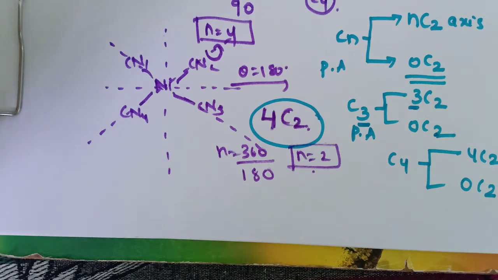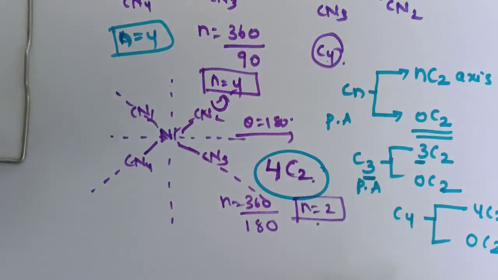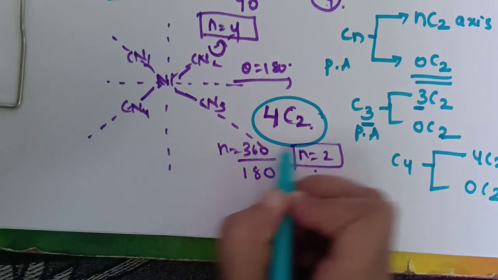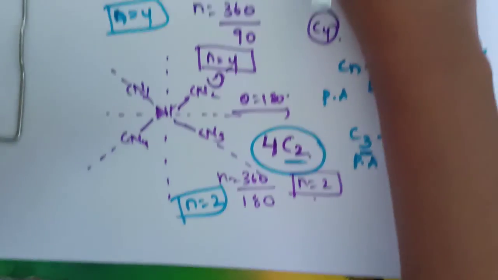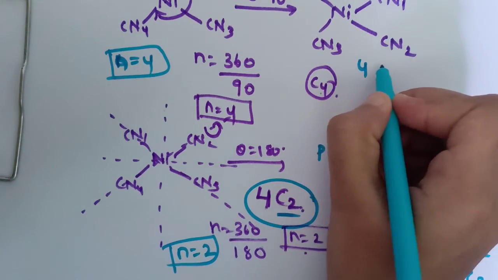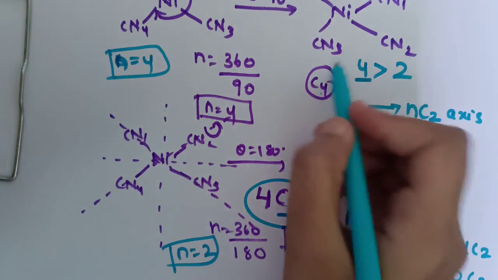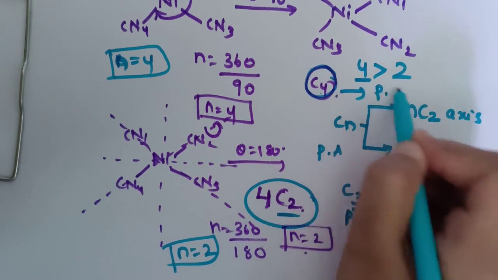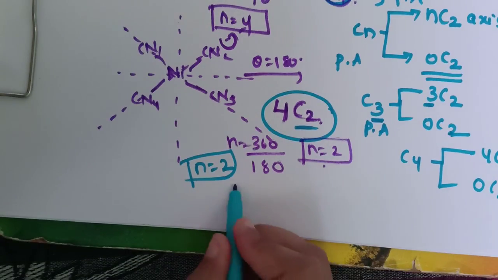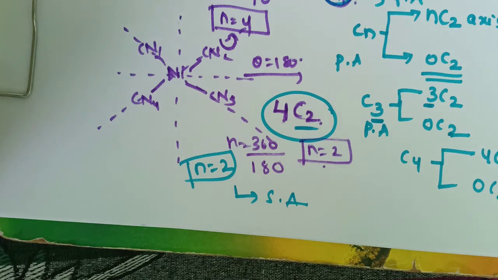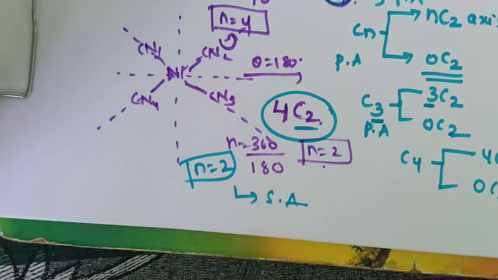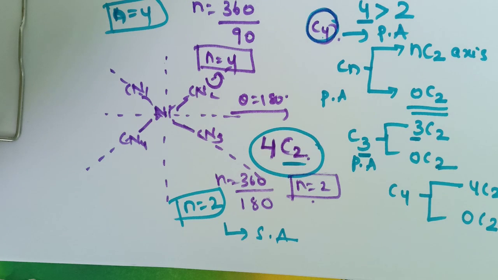This is about NiCN4. Here n is equals to 4, whereas in this C2 n is equals to 2. Between 4 and 2, which is greater? That is 4 is greater. So C4 is the principal axis, whereas this C2 is the secondary axis of symmetry. This is the molecule I have taken to differentiate between the principal axis and secondary axis. You can take it for PtCl4 2- also. Remember these tricks.